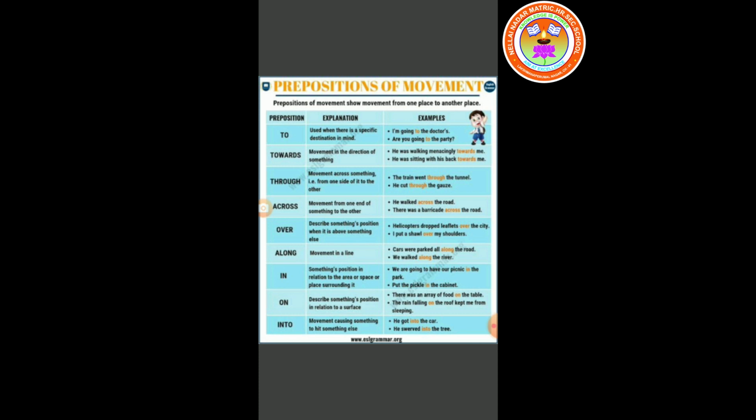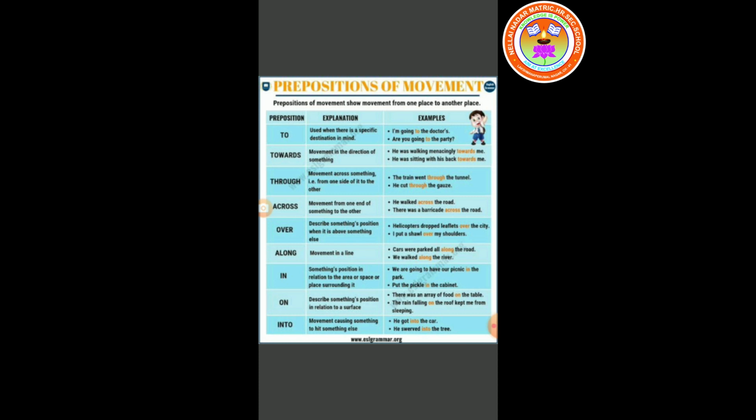To is used when there is a specific destination in mind. For example, I am going to the doctor's. Are you going to the party? Next, towards. Movement in the direction of something. For example, he was walking menacingly towards me. He was sitting with his back towards me.